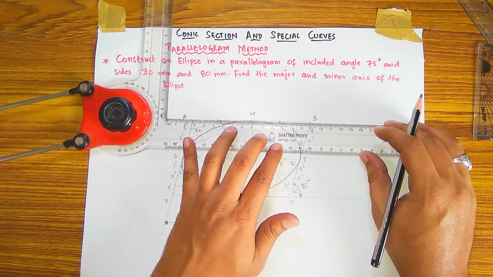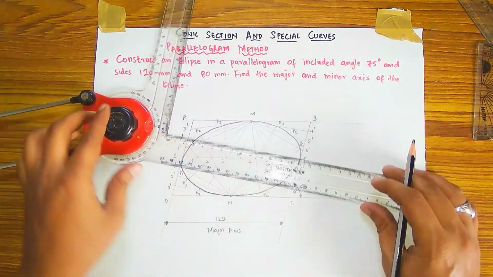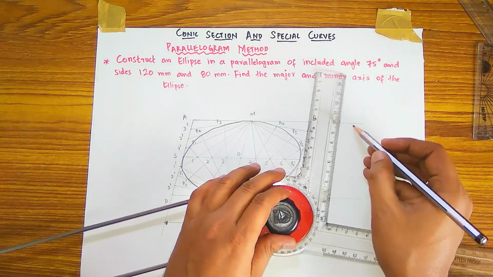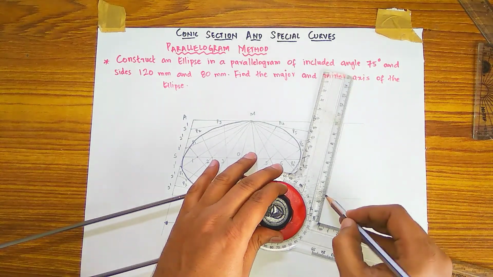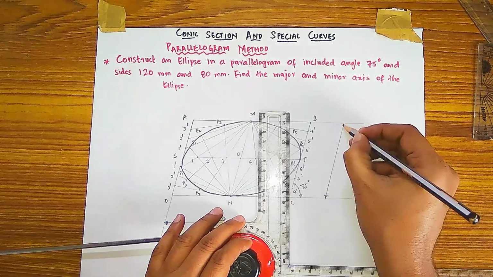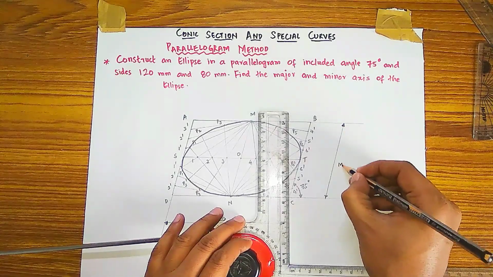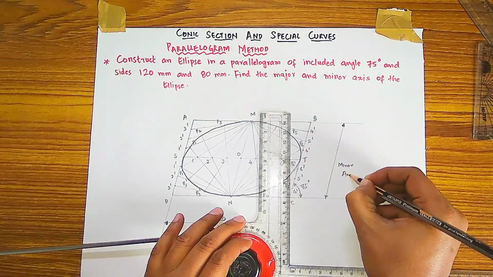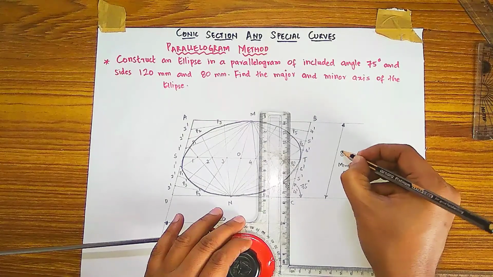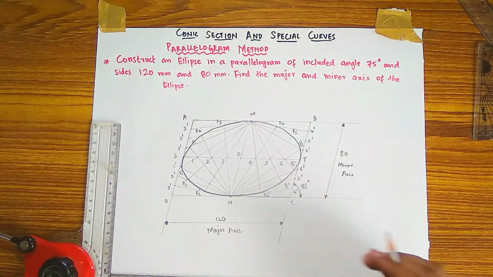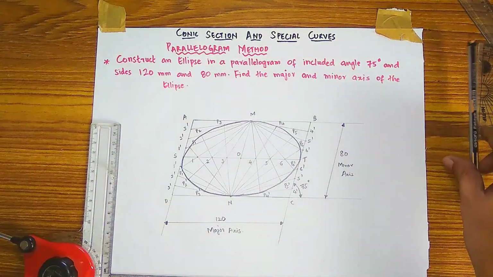You have to extend the lines. This is minor axis and this is of 80 mm. So label it. This is the complete solution for the ellipse by parallelogram method.